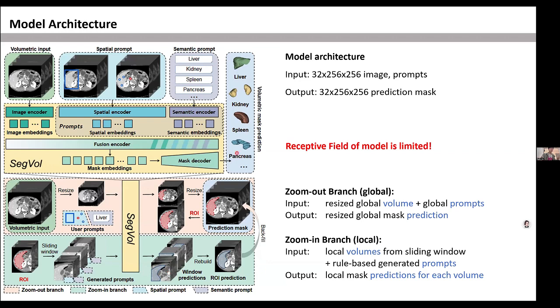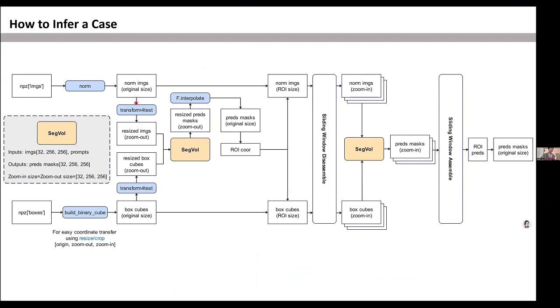Okay, so the key point is to solve the problem of the limitation respective field. Here I will go through some code details about SegVol to help you modify it to make it better. I will handle the inference part first, because if you can handle the inference part, you can figure out the whole map.